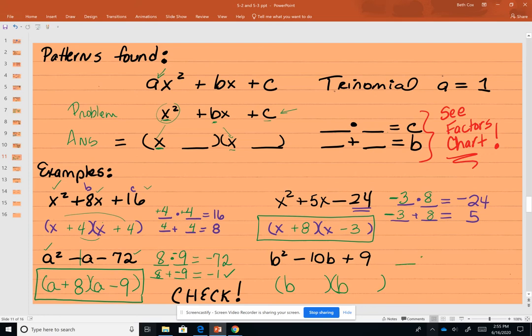I need two numbers that are going to multiply to give me a positive 9 that are going to add to give me a negative 10. This one's a little trickier. So what multiplies to give you positive 9? Well, you've got 1 times 9 and you've got 3 times 3. Okay, so it's got to be 1 and 9. 1 and 9, does that make a negative 10?